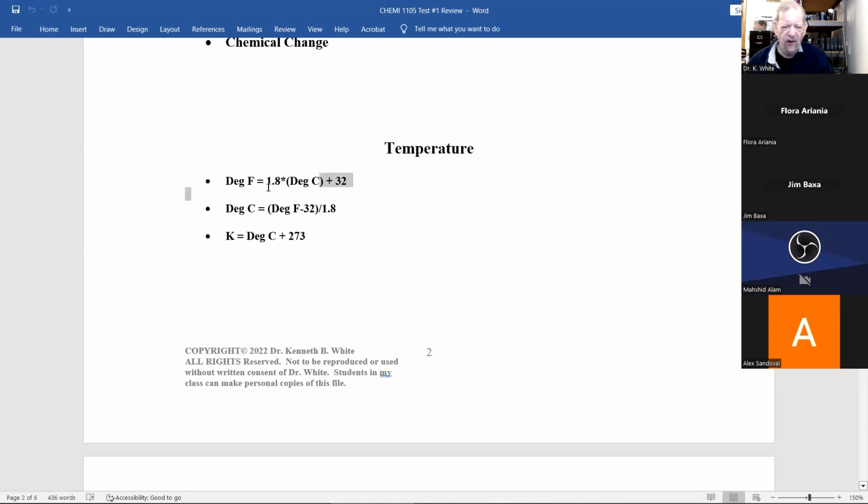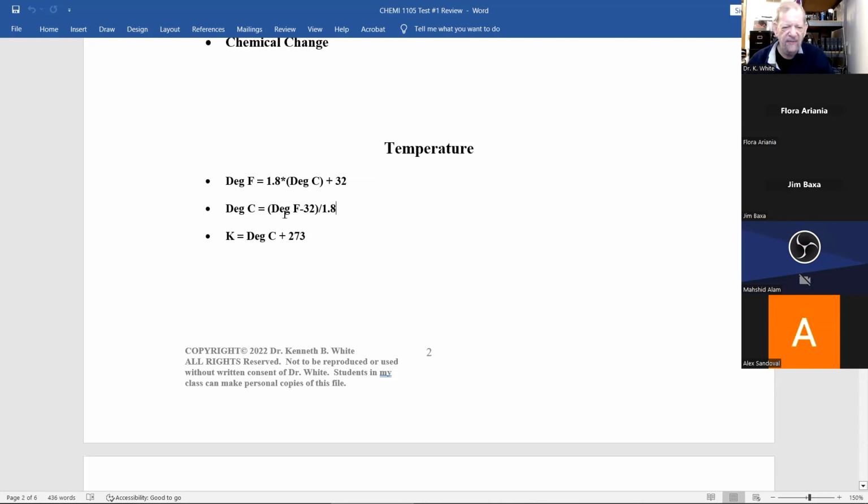When you use this formula, you do the multiplication first and then the addition. That's important. You'll get the wrong answer otherwise. Do the multiplication, then the addition. 1.8 and 32 are exact numbers. We'll talk a little more about that later.